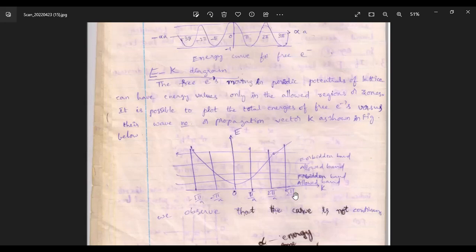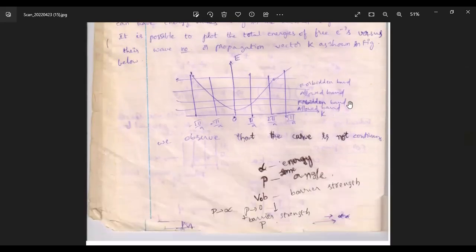Okay, so forbidden, allowed, forbidden. It goes like that: allowed region and then forbidden region, allowed region and then forbidden region, with respect to E and K. We observe that the curve is not continuous, because an allowed band is followed by a forbidden band, and again an allowed band and then a forbidden band.